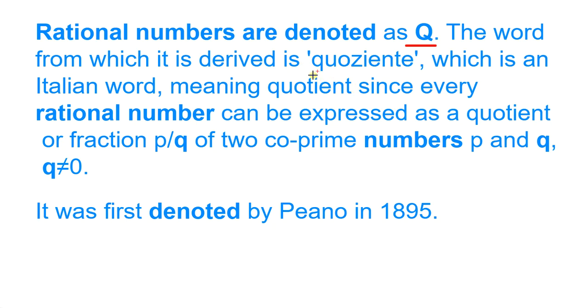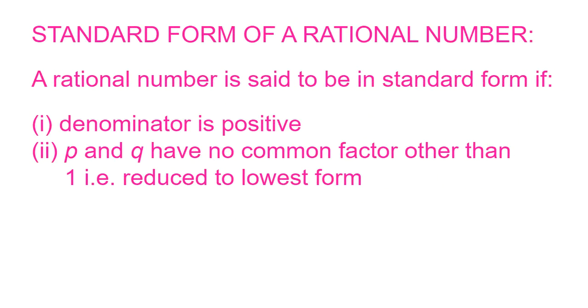The word from which it is derived is quotient, an Italian word meaning quotient, because in case of a rational number, we write a number in the form of P upon Q. In other words, P is divided by Q, which we can write as a quotient of P and Q. Since every rational number can be expressed as a quotient of fraction P upon Q of two co-prime numbers, with Q not equal to 0, that is the reason rational numbers are denoted by the capital English alphabet Q. It was first denoted by Peano in 1895.